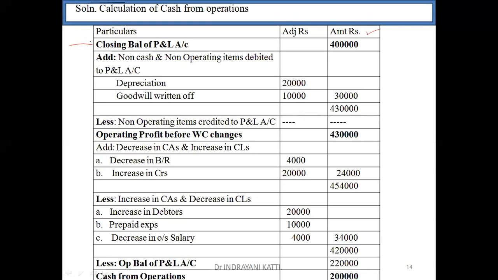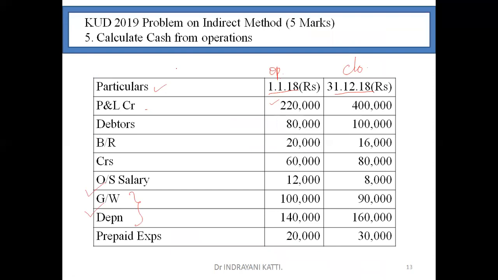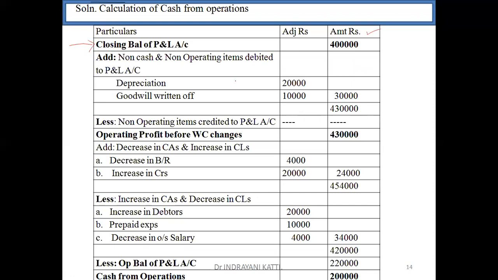Let's start solving the problem with the closing balance of profit and loss account. What is the closing balance given in the problem? Profit and loss account, how much is it? The closing balance is 4 lakh. So this we are taking into consideration to start with. So the closing balance of profit and loss account is rupees 4 lakh, written here as 4 lakh.